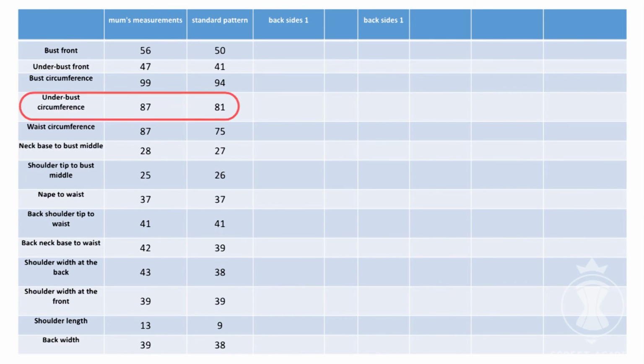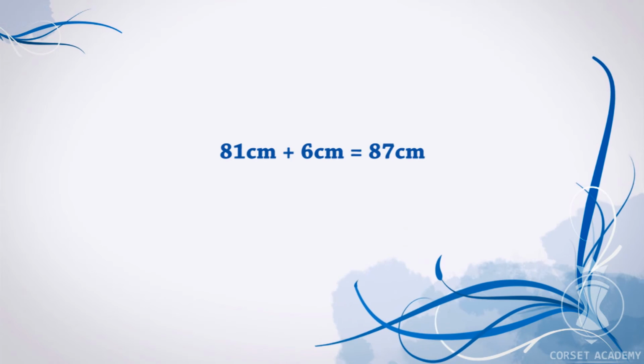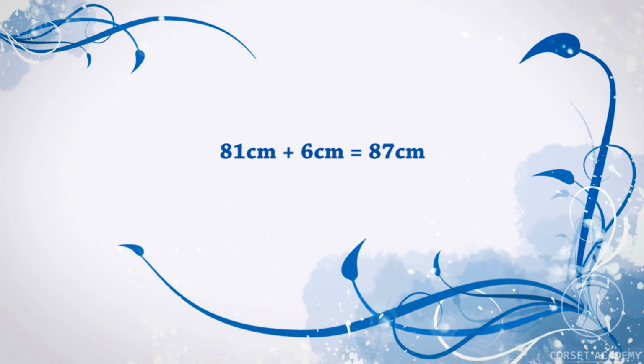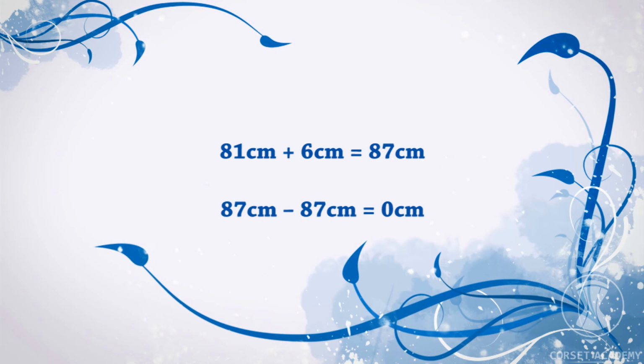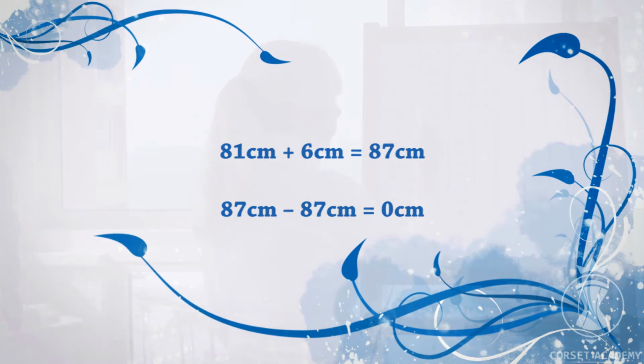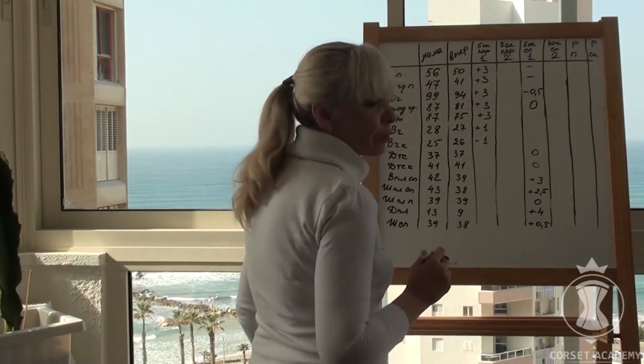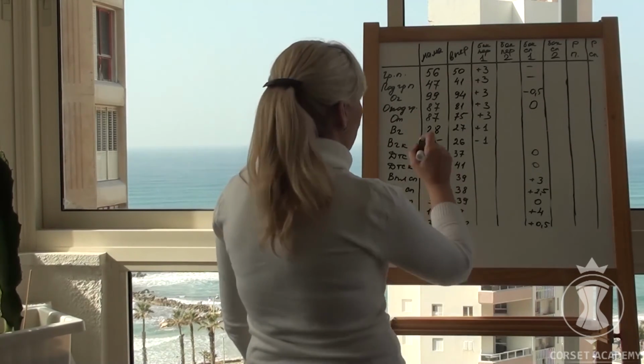Under bust circumference, 87 centimeters on the client and 81 centimeters on the pattern. I have, however, already added 3 centimeters from each side of the back, a total of 6 centimeters. 81 centimeters plus 6 centimeters equals 87 centimeters. 87 centimeters minus 87 centimeters equals 0 centimeters. There are no alterations along the under bust line, so I put a 0 in the table.